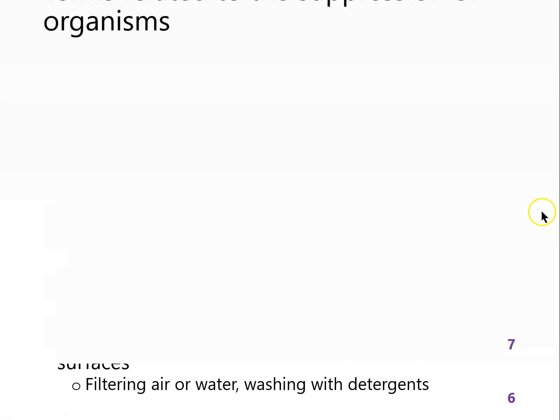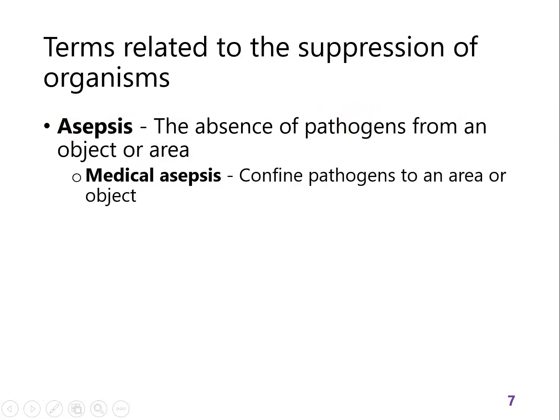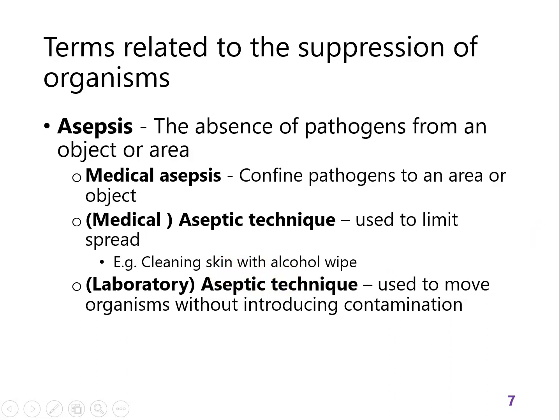So here's some more terminology. Asepsis is what we call it when we've removed pathogens from an object or area. So sterility would be the absence of all life. Asepsis is removal of pathogens. And so medical asepsis is what you want at a surgical site. Medical aseptic technique is what you do to prevent spread of microorganisms from one patient to another or into a surgical site. Aseptic technique in the laboratory is what you learn in a microbiology class. When you use an inoculating loop to do the streak plate technique, that's an example of aseptic technique. That's controlling microbial populations, moving them from one place to another without contaminating them or anything else.